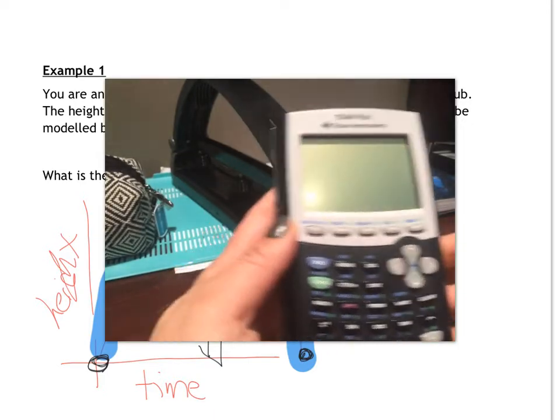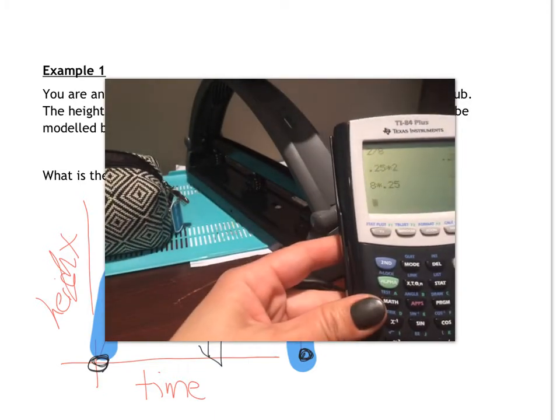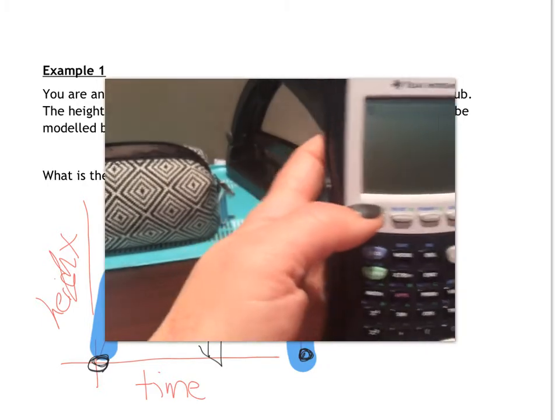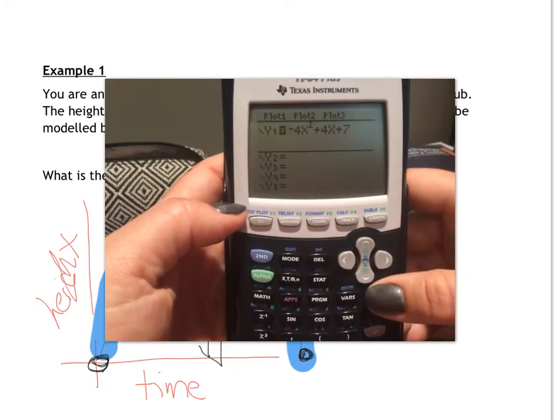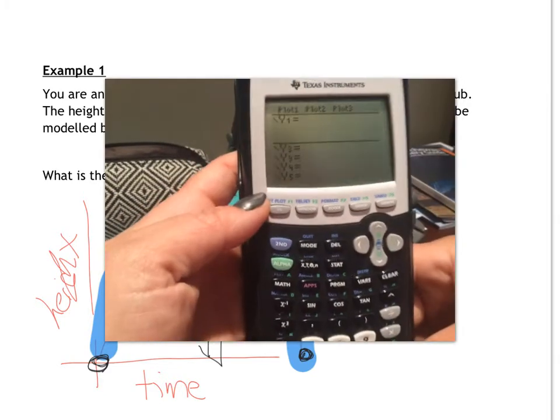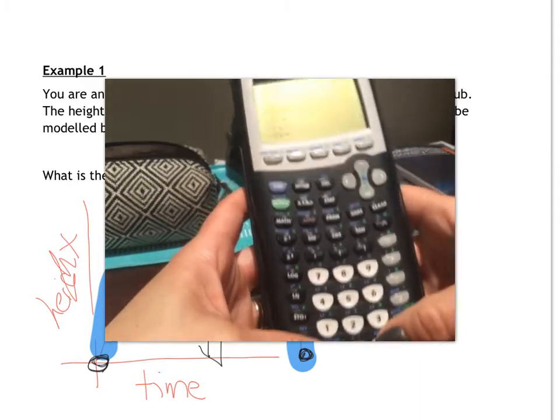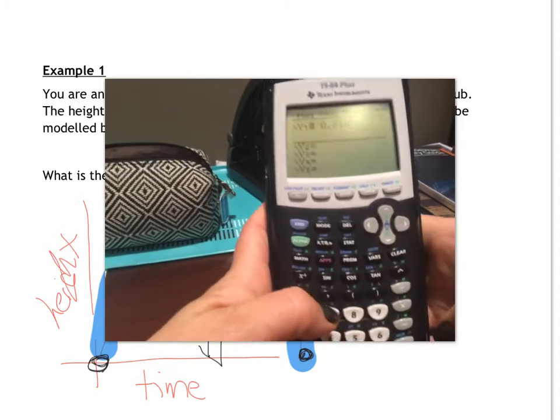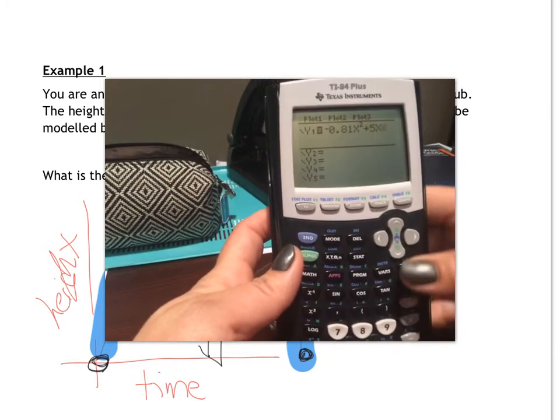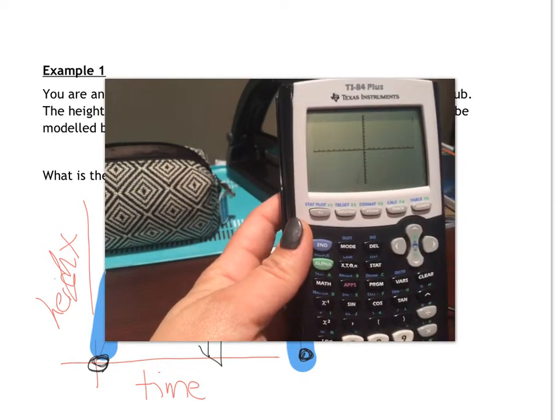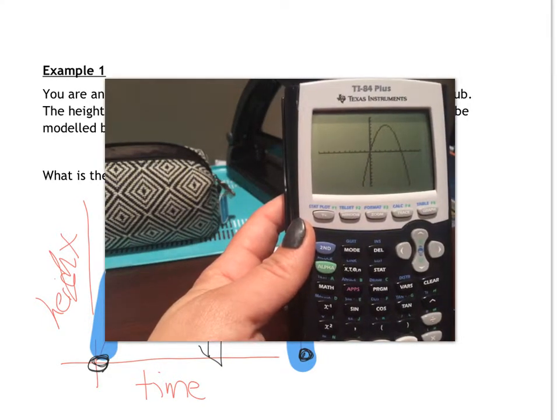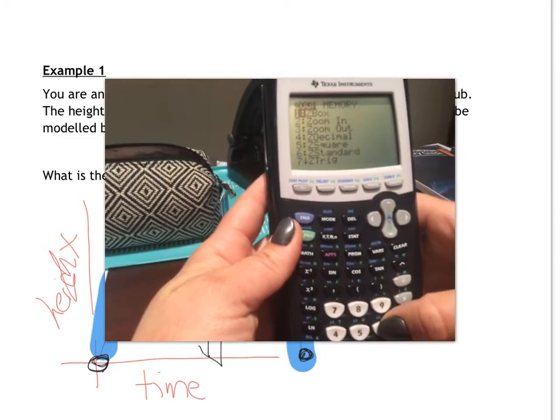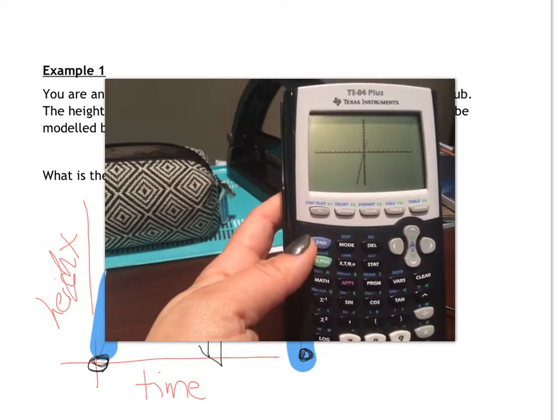Okay, so if we are using our graphing calculators, we're going to go into y equals, clear whatever happens to be in there, and we're going to type in our equation. So we're typing in negative 0.81x squared plus 5x, and then we're going to hit graph. Now, if your screen does not look like that, remember that you want to hit zoom and then option number 6 for square, and it's going to give you that.